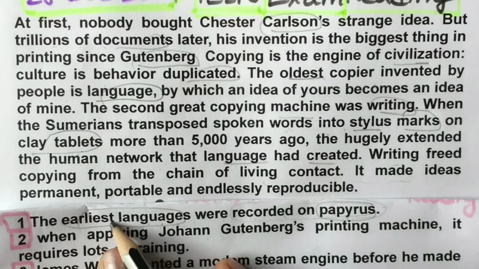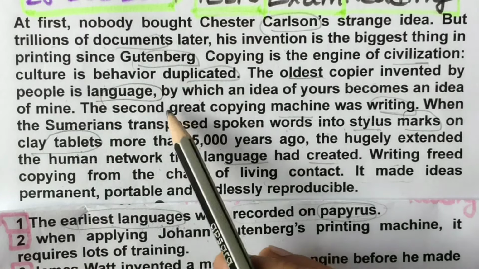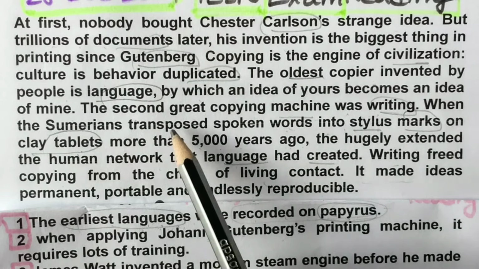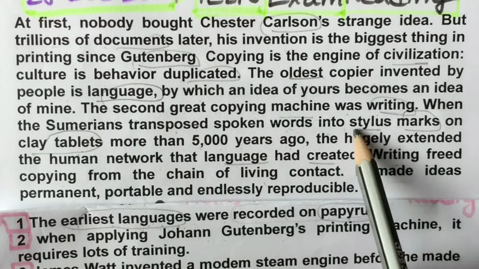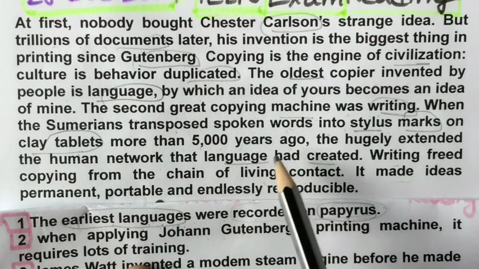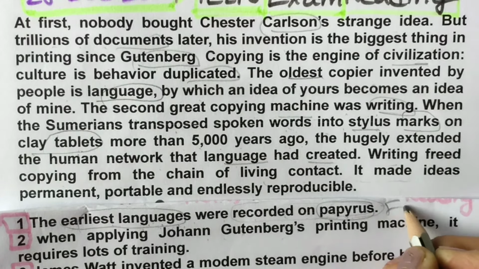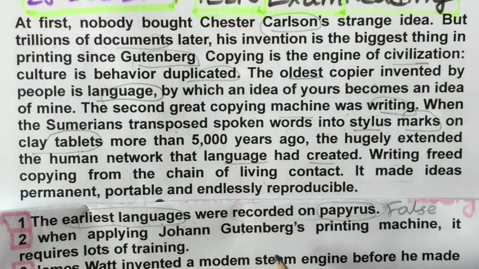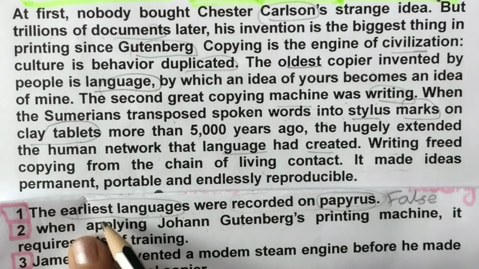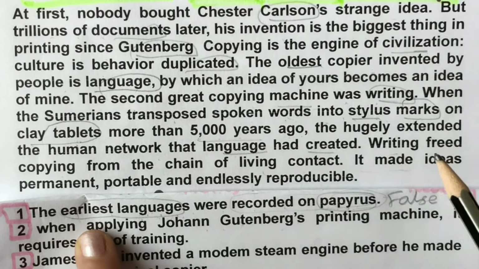So here I can see they are talking about language 5,000 years ago. They are talking about how they recorded it. Copying machine was writing, and the Sumerians transposed spoken words into stylus marks on clay tablets. So instead of papyrus, they are writing everything on clay tablets. So this is false. Got it? It is false. So the location is here, language they are talking about here. Earliest word is not given here because they have given a date. So paraphrasing, synonym, you can say it.